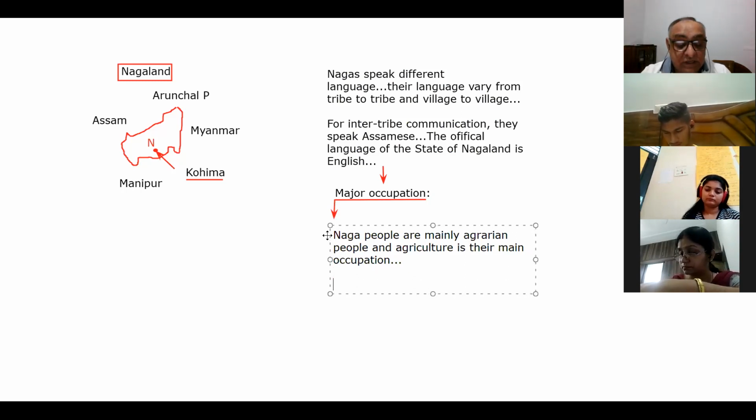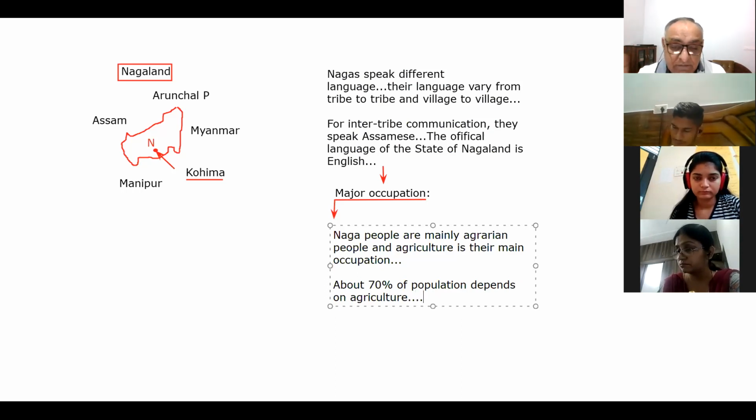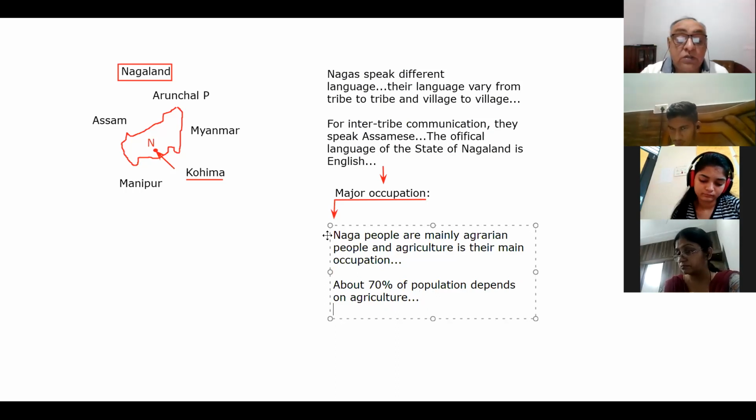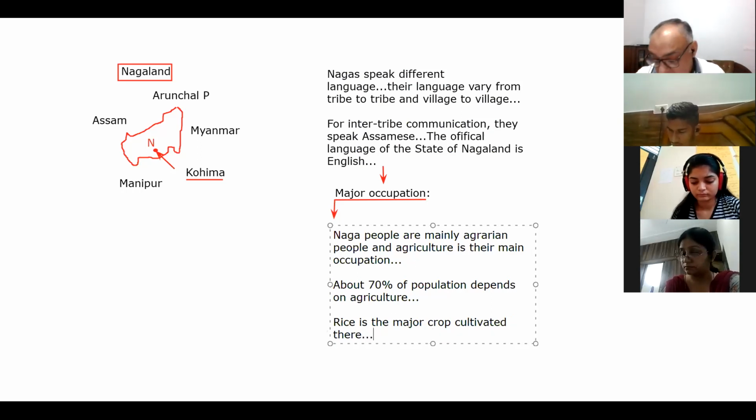About 70% of the population depends on agriculture. That is why the Naga community is primarily a rural community. Those people live primarily in the villages. So about 70% of people depend on agriculture. Rice is the major crop cultivated there.